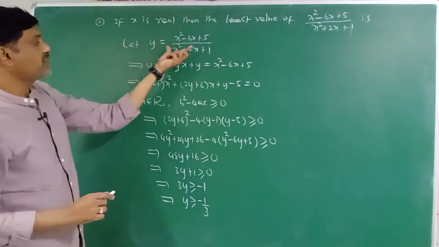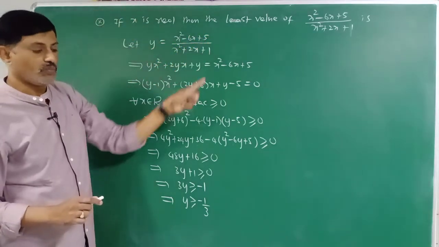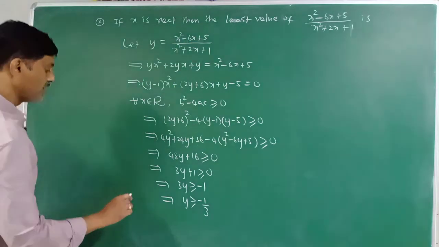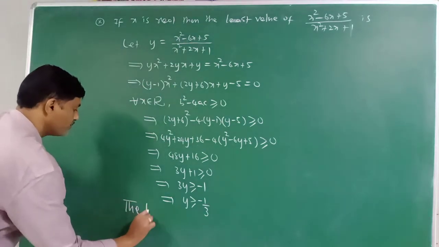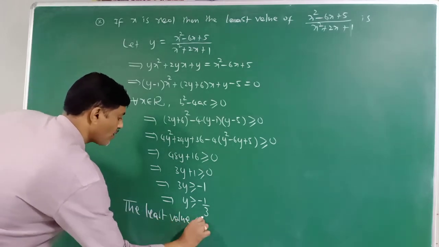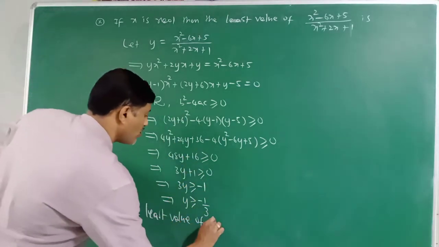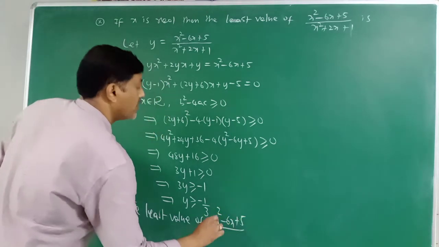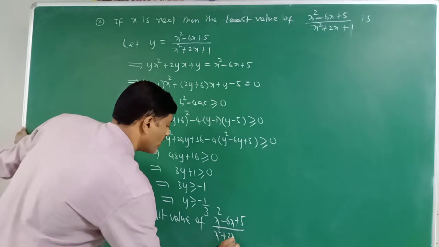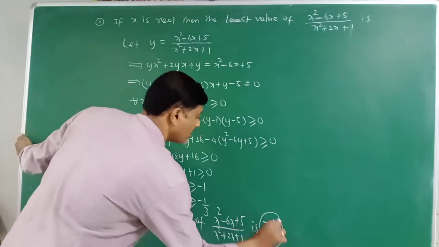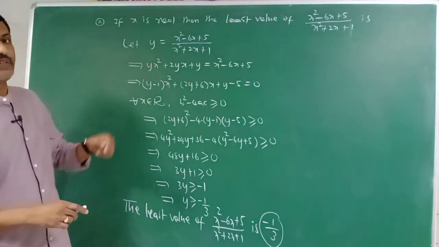Now this expression is greater than or equal to minus 1 by 3, which means what is the least value of that expression? Therefore the least value of x square minus 6x plus 5 upon x square plus 2x plus 1 is minus 1 by 3, as this is the least value of that expression.